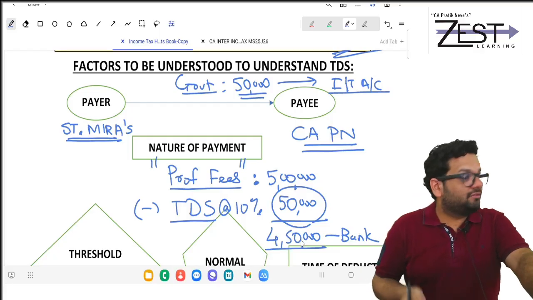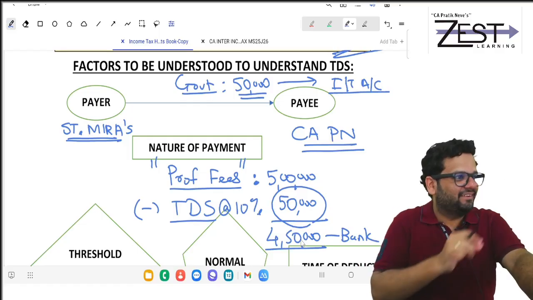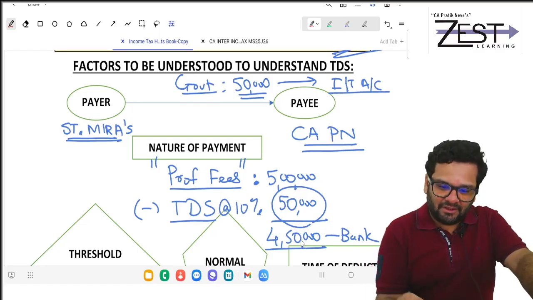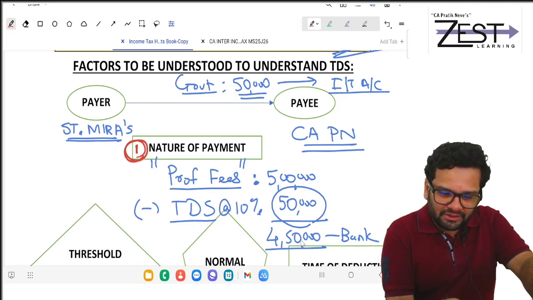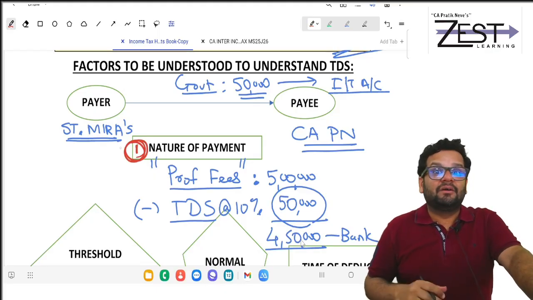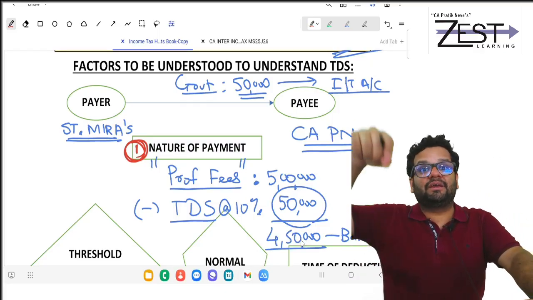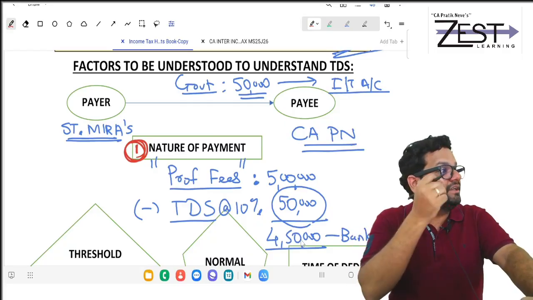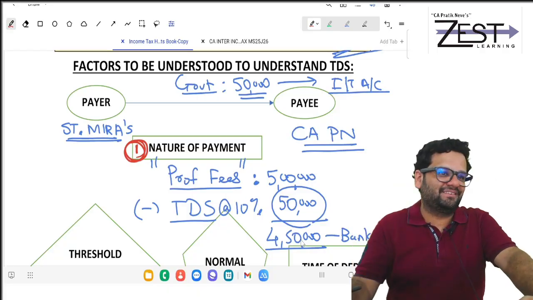So you should understand a few points. What points should you understand? The points which I have circled, sometimes other shapes also. One is, you should understand the nature of payment. Means, if that St. Mira's college is paying rent, then will TDS apply? You are an accountant with that college. You should be able to decide.